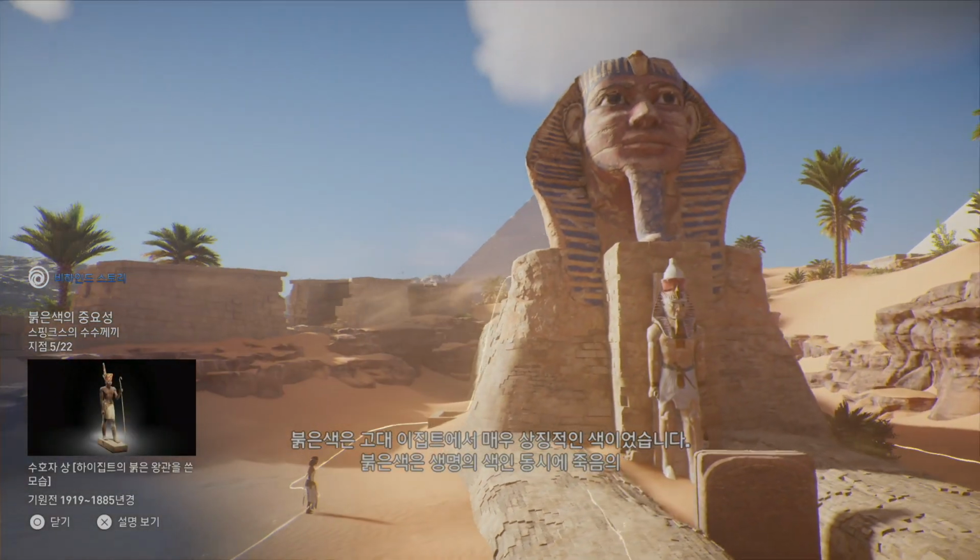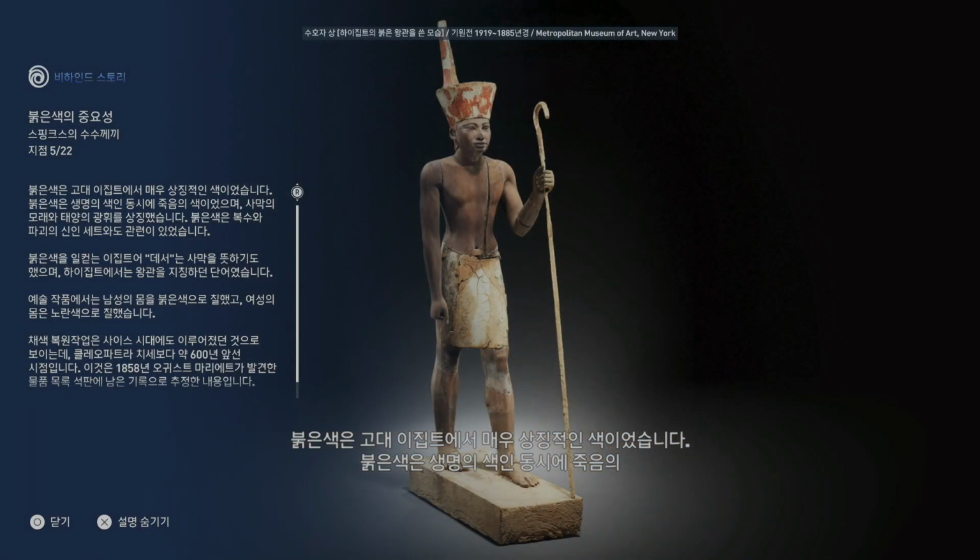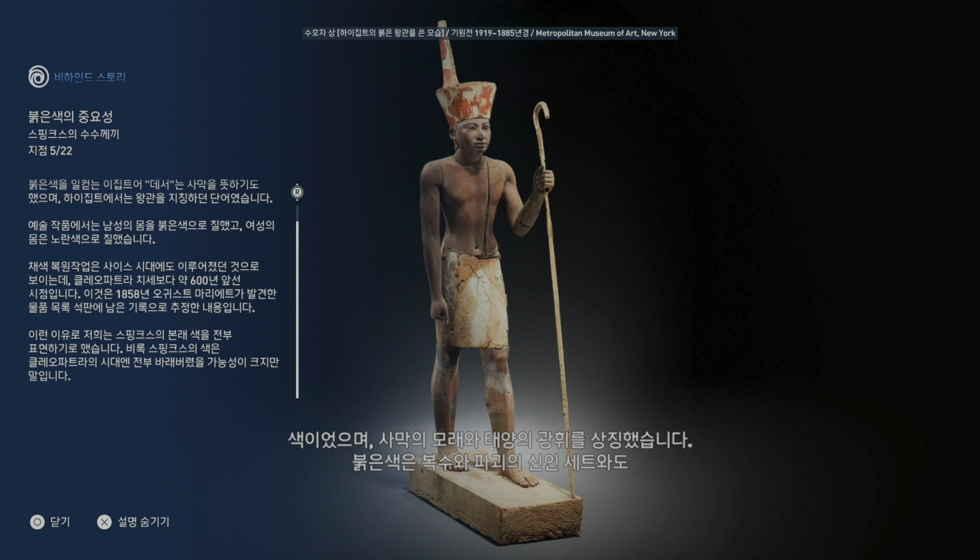Red had a strong symbolism in ancient Egypt. It was both the color of life and the color of death. It could represent the sands of the desert or the brilliance of the sun. Red was also associated with the god Seth, vengeful and destructive.